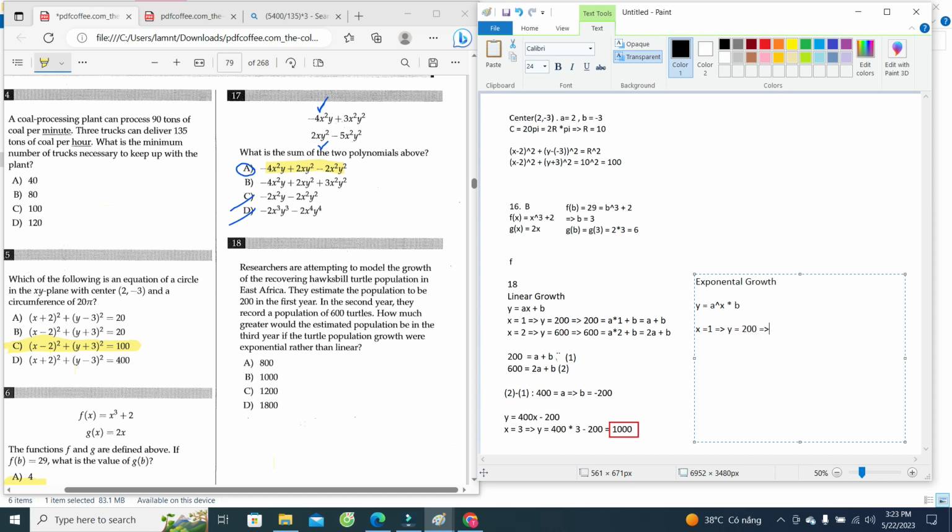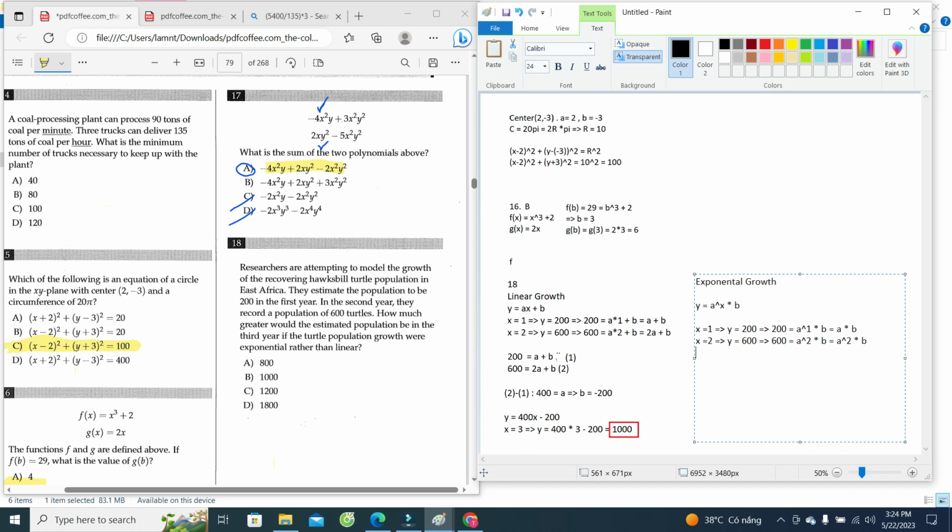So we know that 200 is equal to a to the power 1 times b, so that's a times b, right? Now we also know that x is equal to 2 and y is 600. So 600 equals a to the power of 2 times b, so it's a squared times b, right?